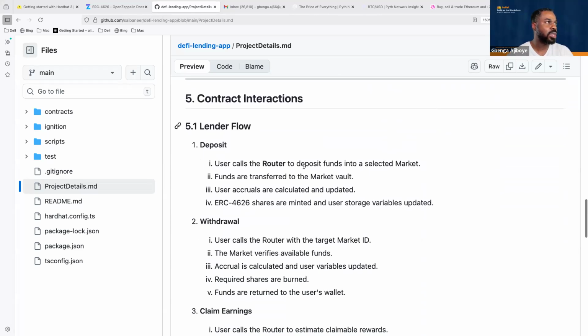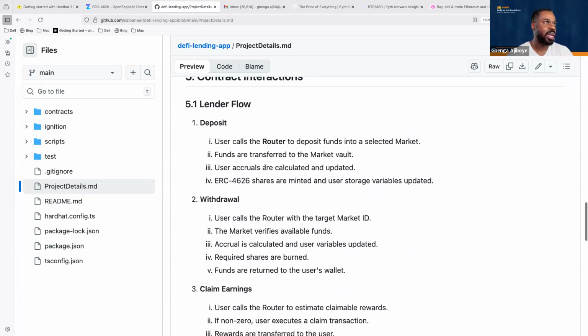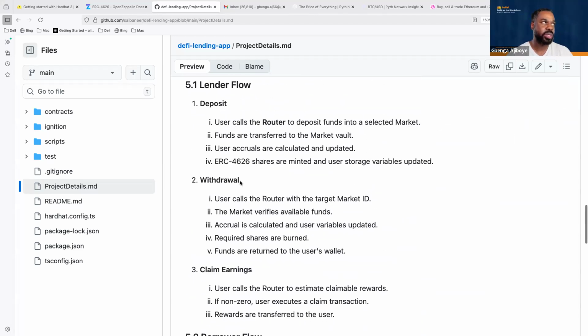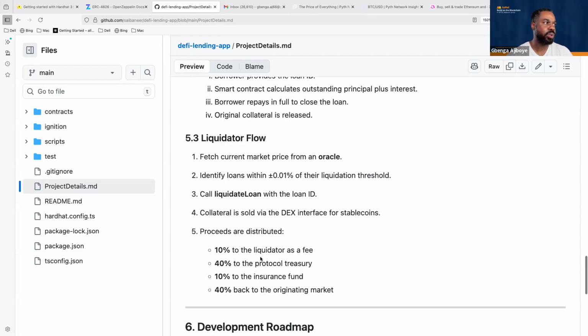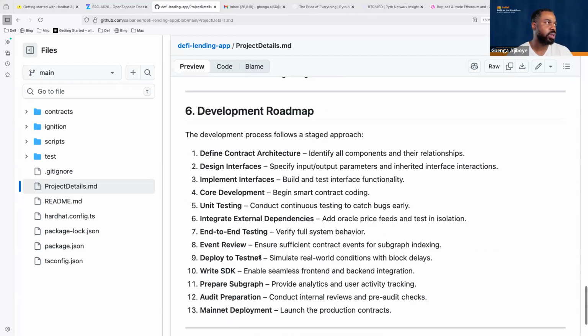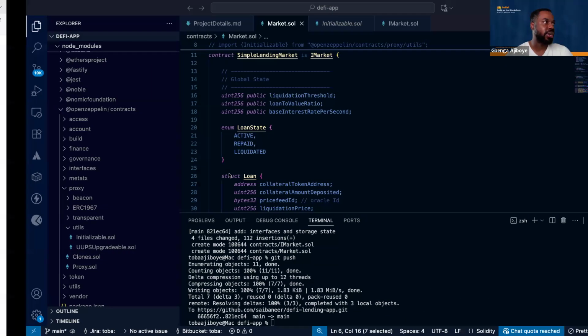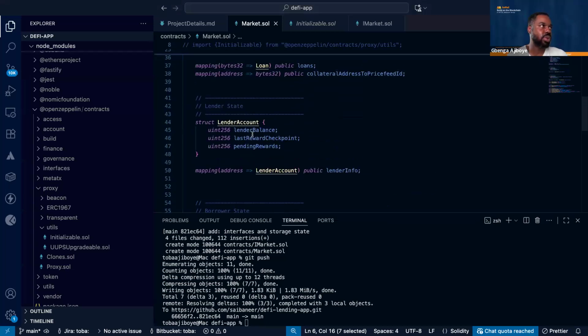So, contract interactions, I've said this many times, I'm not going to flog the horse. You can go through this: lender flow, borrower flow, liquidator flow, boom, done. Development roadmap. We identify all components and their relationships. We have done that. We designed the interface and specified the input and output parameters. We have also done that. Implement interfaces. Yes, we have also done that as well.